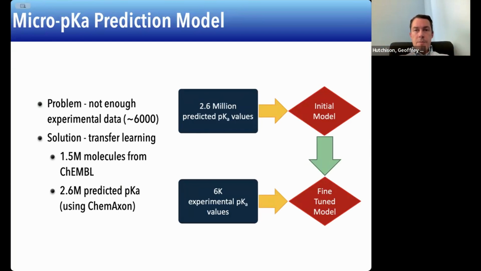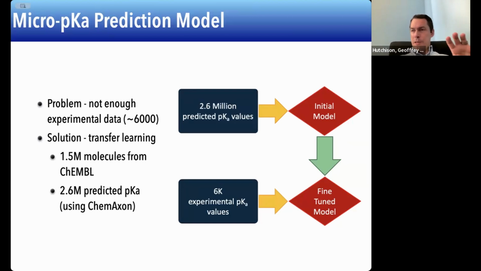So the micro pKa model, the big problem is that there's not enough experimental data to really train a good neural network model. There's maybe around 6,000 high quality experimental data points. And so how do we train a good graph neural net when we have so little experimental data? And the solution we hit upon was transfer learning.